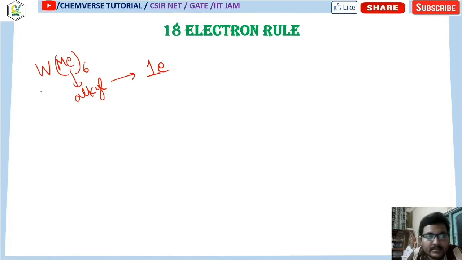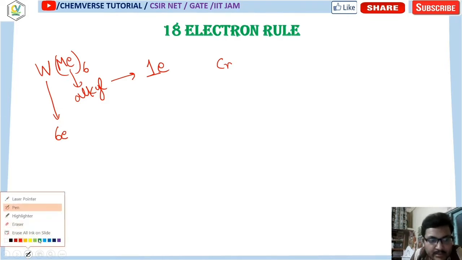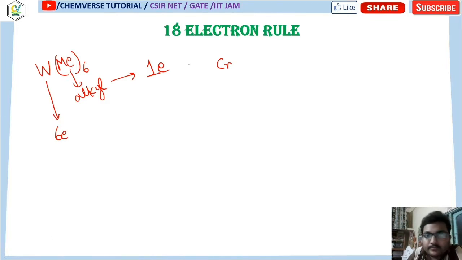So now what happens, this tungsten has 6 electrons. It is present in the chromium series. Now one thing you need to remember is the complete series of the d block elements. So if you write, I am writing it in another color, this is the total d block element series.